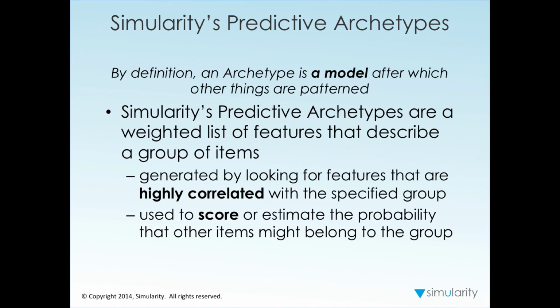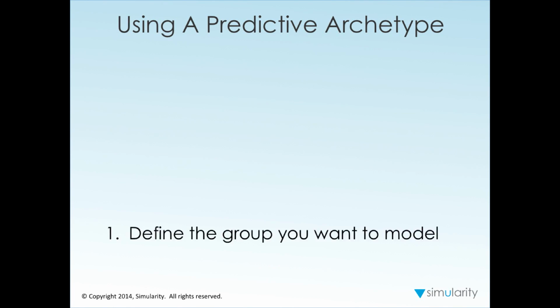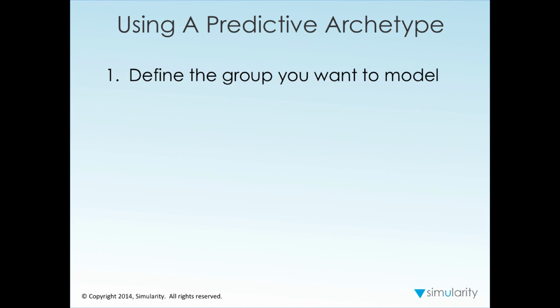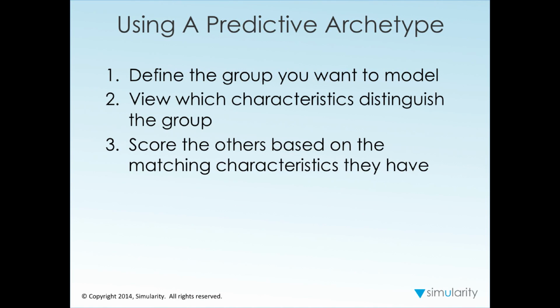You can then use this model, this weighted list of features, to score or estimate the probability that other items might belong to the group. Using a predictive archetype is pretty easy. You define the group that you want to model. You view which characteristics distinguish that group, and then optionally you can score others based on the matching characteristics that they have to the group that you're modeling.